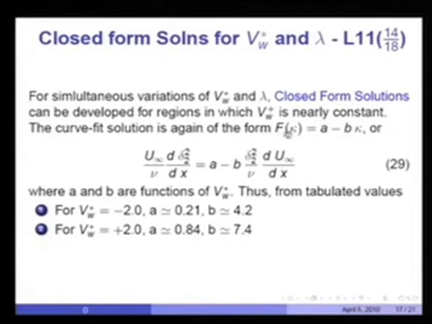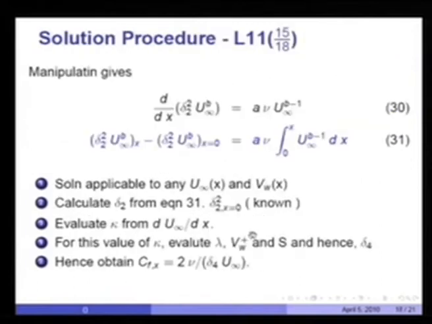You can curve fit f kappa equal to A minus B kappa, or a relationship of this type can be established, where A and B are functions of V w plus. So for V w star equal to minus 0.2, you get A equal to 0.21, B equal to 4.2. For V w star equal to plus 2, you will get 0.84 and 7.4. Manipulation would give again d delta 2 by dx of this equal to that, and therefore you will get a solution. So the procedure remains exactly the same as before, only the values of A and B change with the value of V w star.